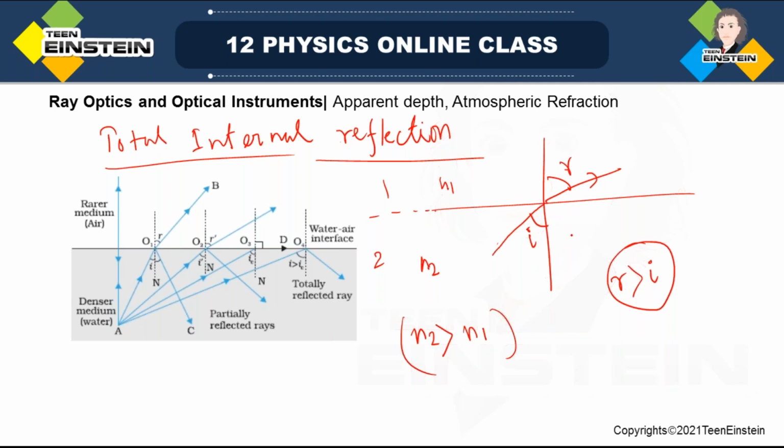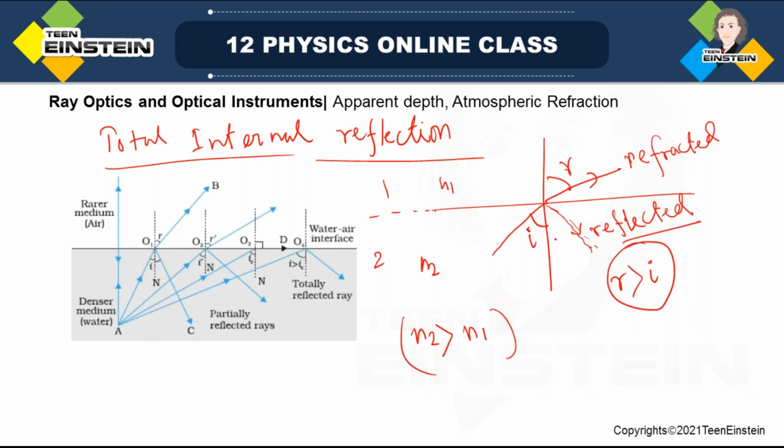So internal reflection is that during this kind of refraction, some part of light will come back into the medium itself. Part of the light will be reflected, and the remaining part will be refracted. So this is refracted, and some part will be reflected back to the same medium. So this is called internal reflection.